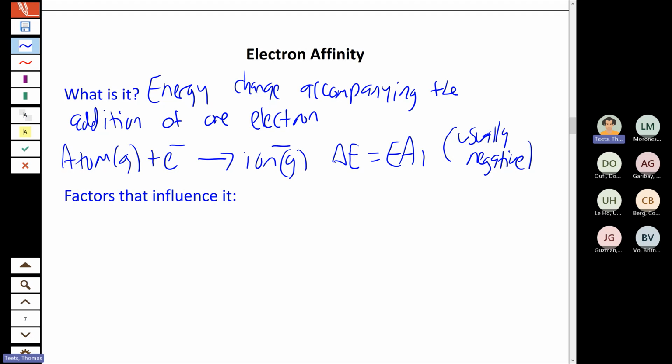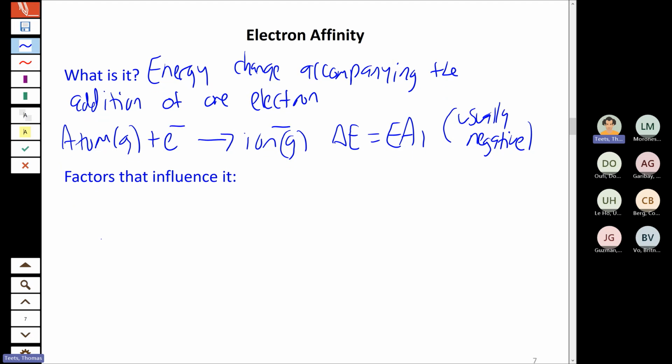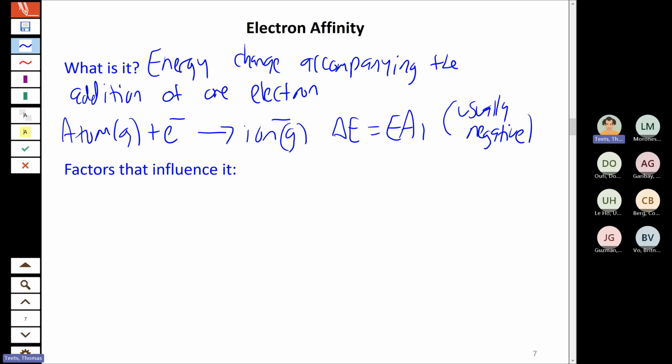So it forms a negative ion, and it's increasing the attraction to the nucleus, so it's a stabilizing type of process. The factors that influence electron affinity are very similar to the factors that influence ionization energy, because again, it really boils down to how strong that extra electron is going to be attracted to the nucleus. And so the size of the atom influences that.